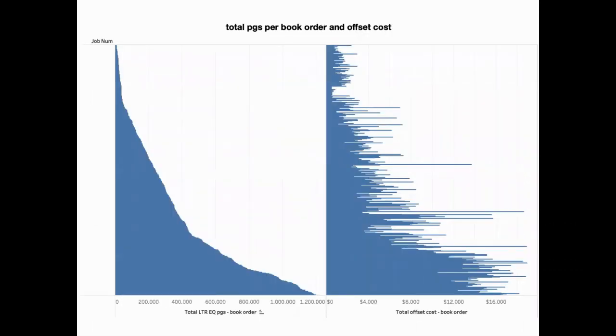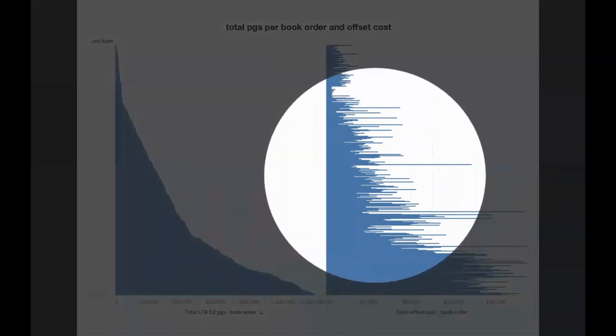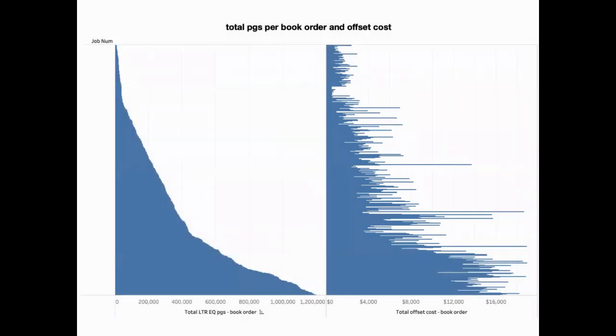There's another look on that same basket of work, the run length distribution and the correlating offset cost per job. Keep in mind that each one of these bars represents one job. This is a compressed view, so it looks solid blue.